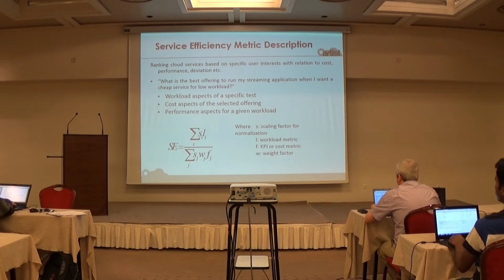Here is the formula of the metric. This formula includes workload aspects of a specific test, cost aspects of the selected offering, and performance aspects for a given workload. Well, S is the scaling factor for normalization. We have L for workload metric. F is for KPI or cost metric. And finally, we have the weight factor. If someone wants to have a cheap service, or he is interested in the cost of the service, then he has to increase the weight factor.